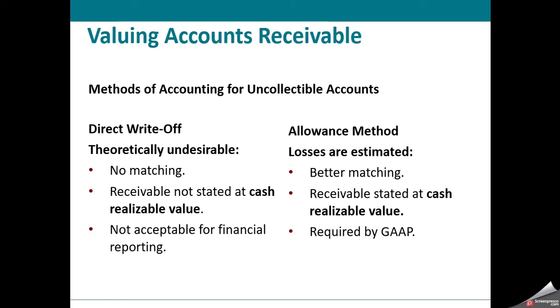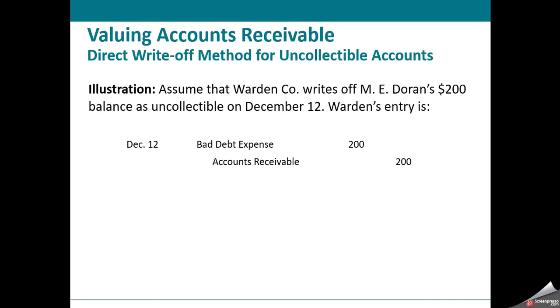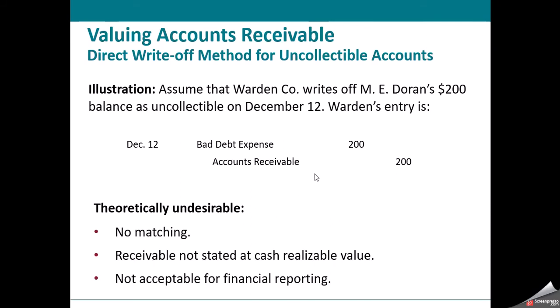So it's not what GAAP requires. GAAP requires us to use the allowance method because at any time we look at our financial statements, our total accounts receivable will be at their realizable value. So how do we do that? We have the Warden Company writing off M.E. Doran's $200 balance as uncollectible. When they write it off, they're going to charge bad debt expense, and then they're going to credit the accounts receivable to take it off the books. And again, this would be the direct write-off method. So this is not following GAAP.